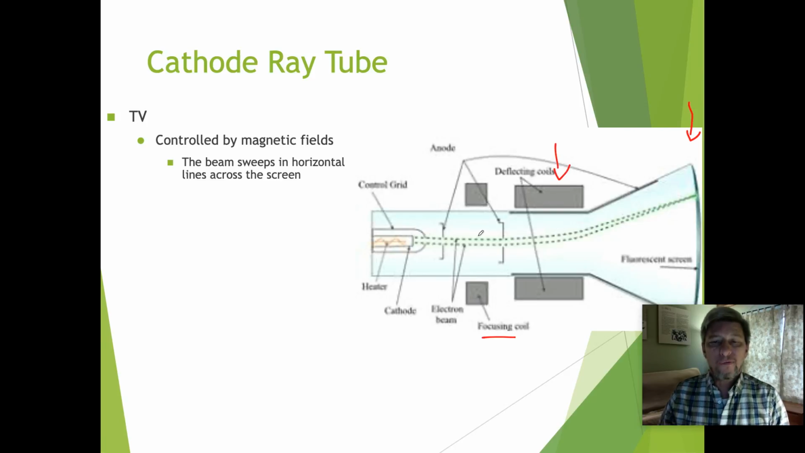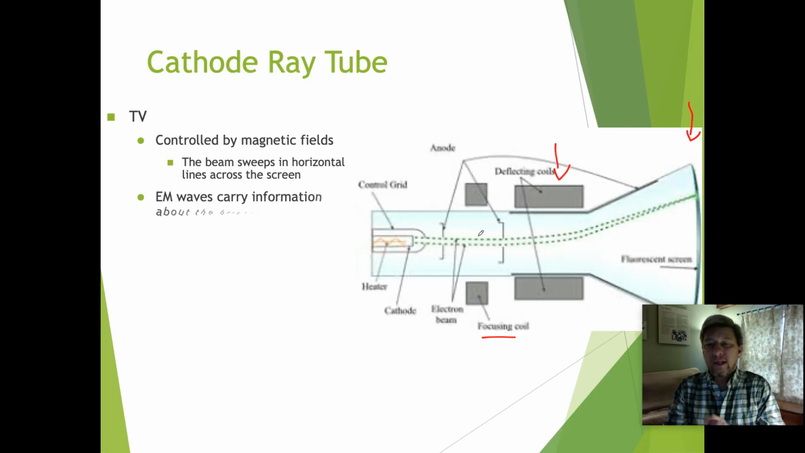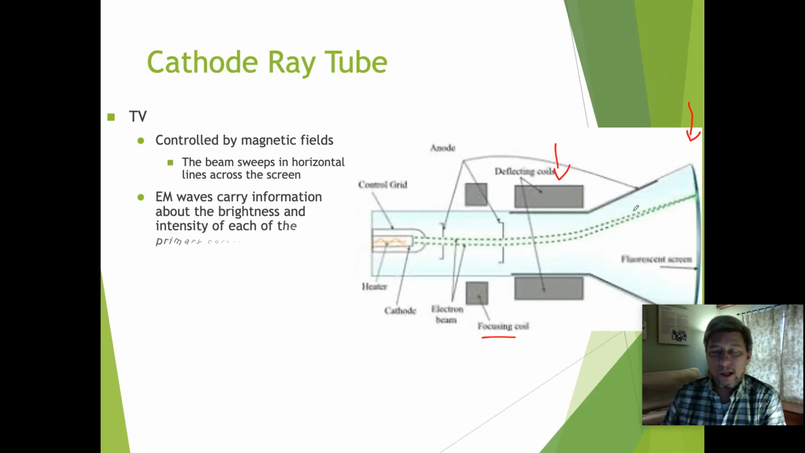And so the focusing coil brings the beam together so that it's not spread out as it travels through the tube. And then the deflecting coil causes that beam to curve off into a specific direction. And so the way that an image was produced in one of these things is that the beam of electrons sweeps across the field and back and forth and back and forth.